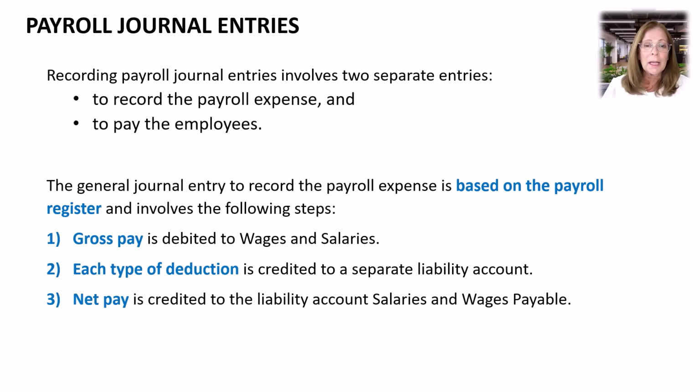Basically, we're recording everything withheld from the employee's check as a liability because it will be paid later to the government agencies and other payers. The third step is that the net pay is credited to the liability account, salaries and wages payable. It will then be paid to the employees. Let's look at our textbook example.